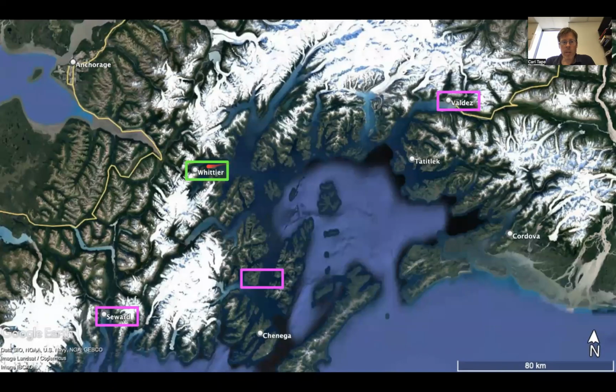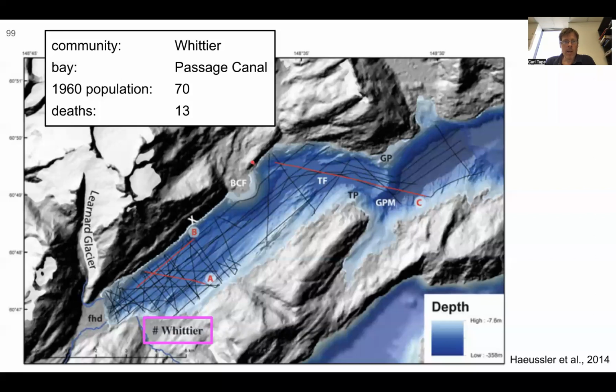Shifting west toward Whittier, shown here. So we have our locator map, Prince William Sound. Whittier also has, the community is Whittier, the bay is Passage Canal. 1960 census population was 70, 13 people died in Whittier.